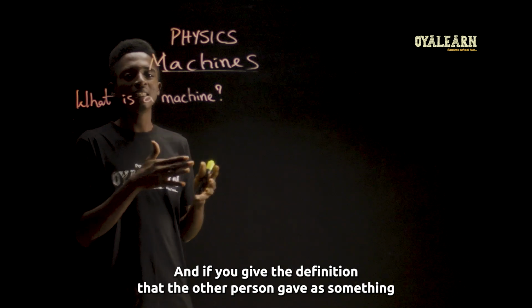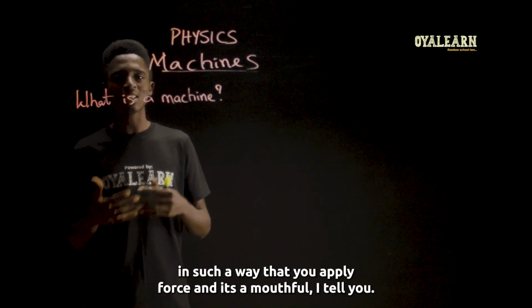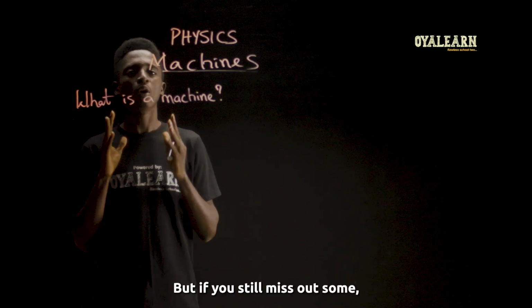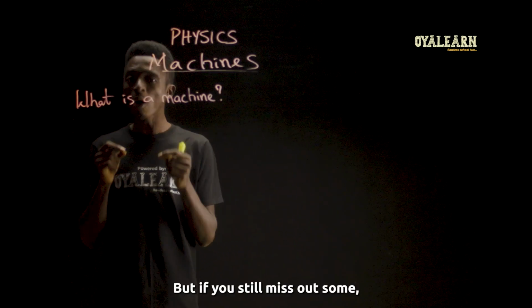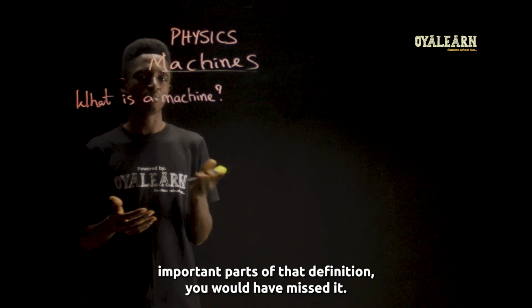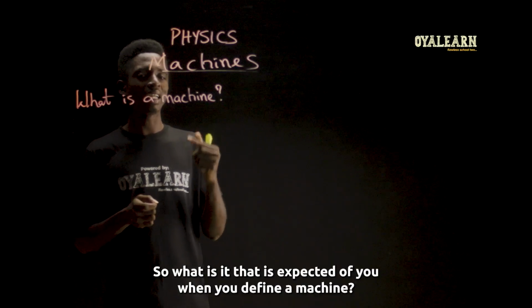And if you give the definition that the other person gave, as something that has body parts so connected in such a way that you apply force, and it's a mouthful, I tell you. But if you still miss out some important part of that definition, you would have missed it. So what is it that is expected of you when you define a machine?